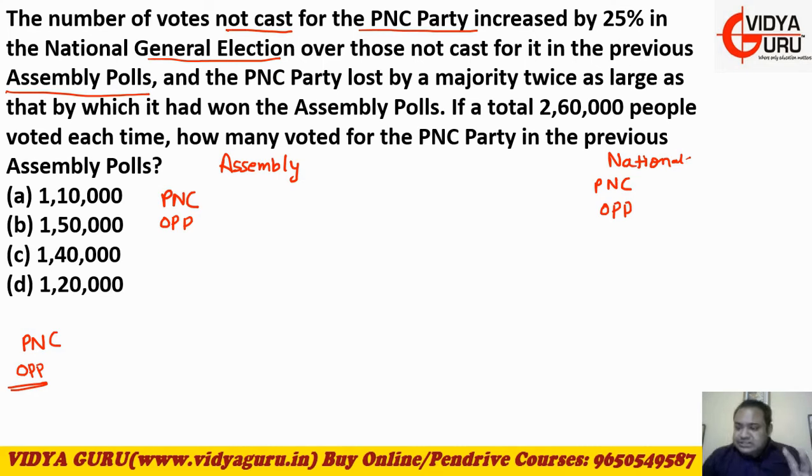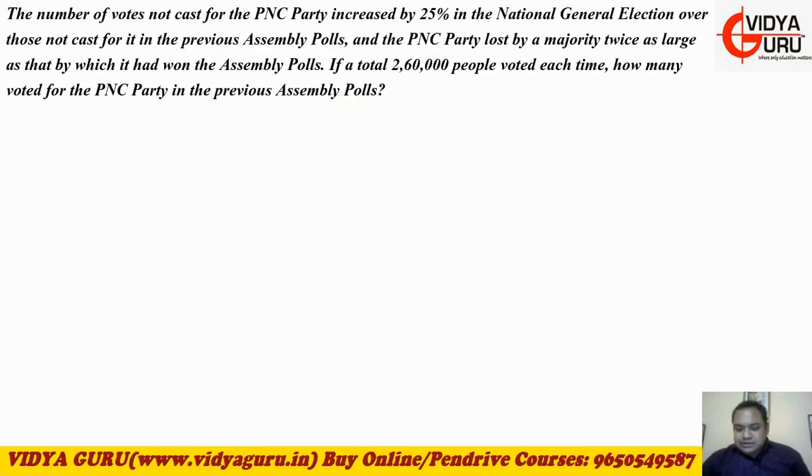Now the shortest possible approach, as I already told you, the purpose of these videos is to bring before you the shortest method. So please see, since we are dealing with percentage, the only percentage mentioned here is 25%. So what is being said? Votes not cast for PNC party increases by 25%. So 25% is equal to 1/4 of something. Votes not cast for PNC party means what? Votes casted for opponent.